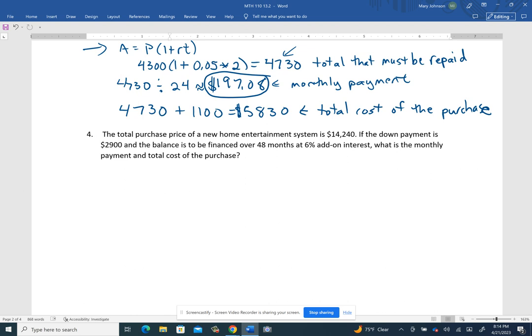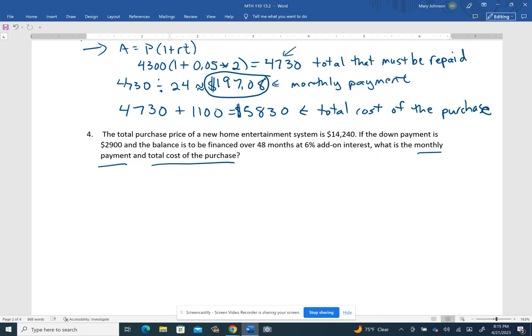Here we have the total purchase price of a new home entertainment system is $14,240. I'm just saying that's ridiculous. I would never spend that much money. Anyway, if the down payment is $2,900 and the balance is to be financed over 48 months at 6% add-on interest, what would be the monthly payment and the total cost of the purchase? So this is just like the previous question, just with a different context.